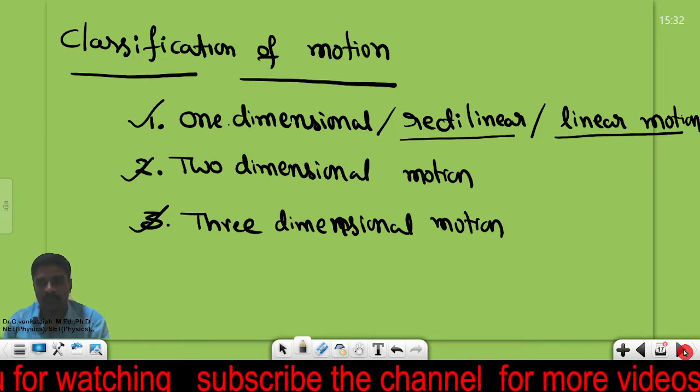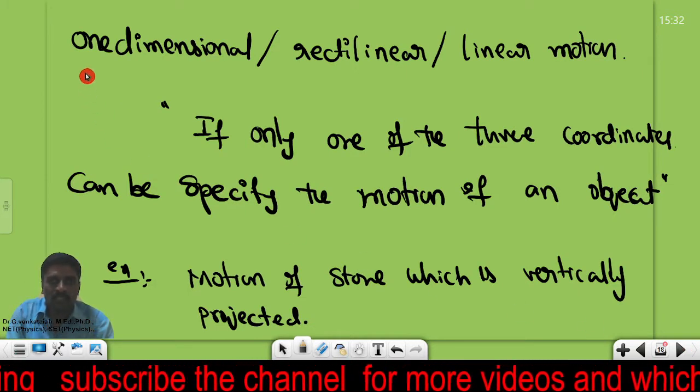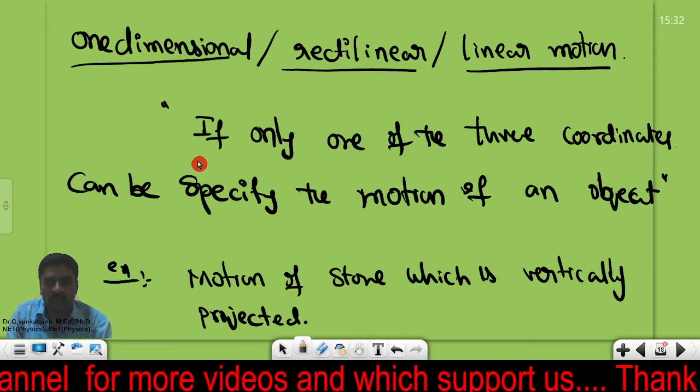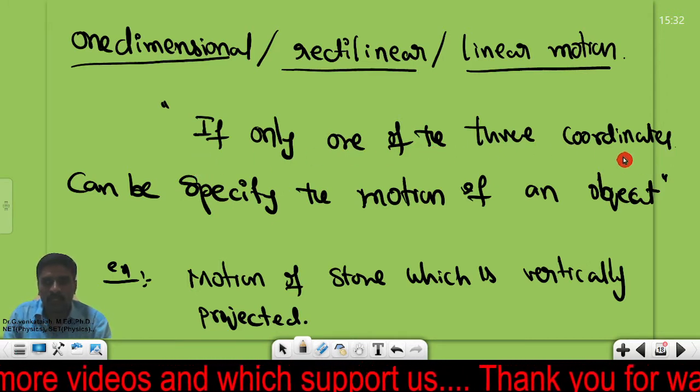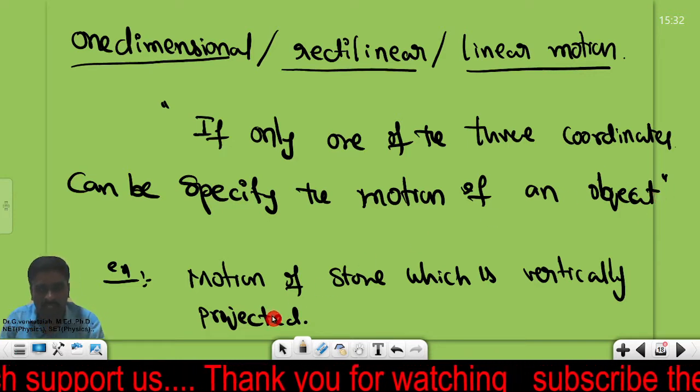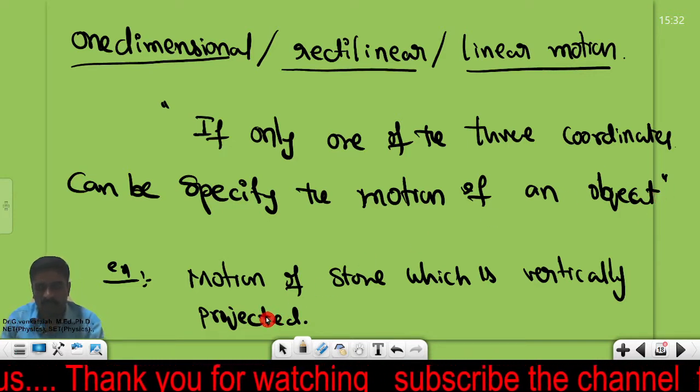Let me go to the first definition. What is meant by one dimensional motion or rectilinear motion or linear motion? If only one of the three coordinates is needed to specify the motion of an object, then that type of motion is called a one dimensional motion.